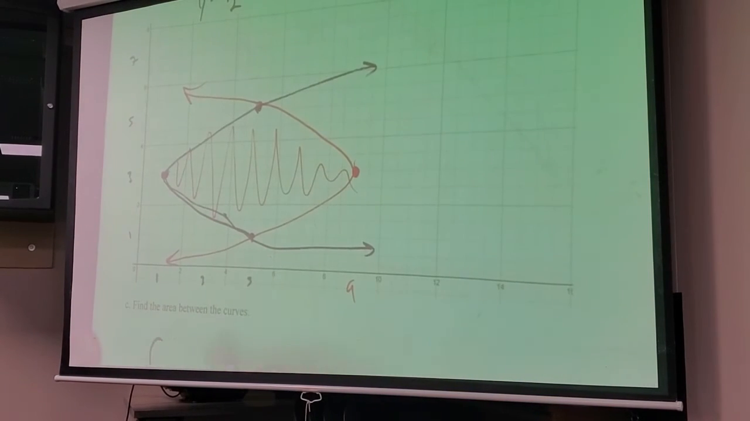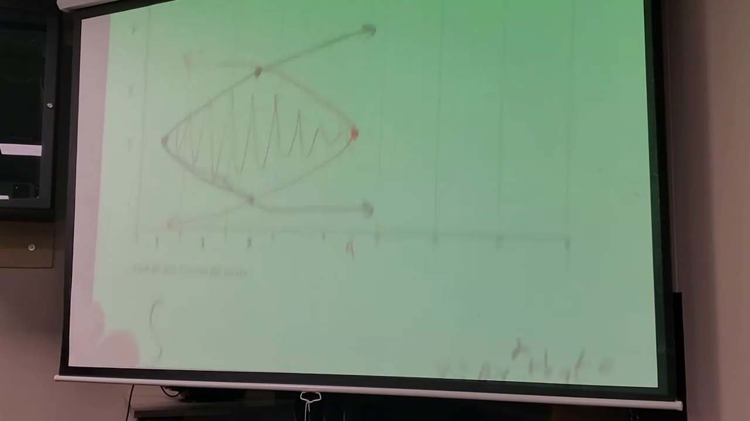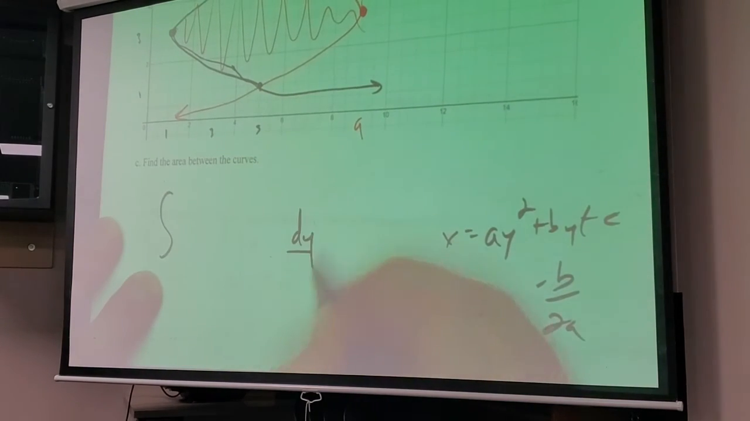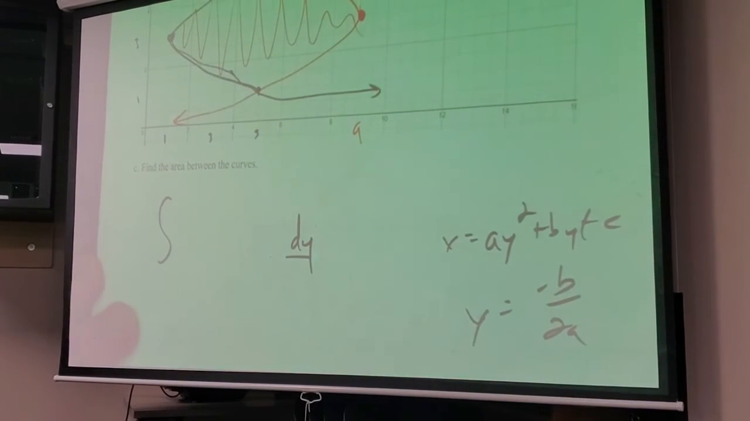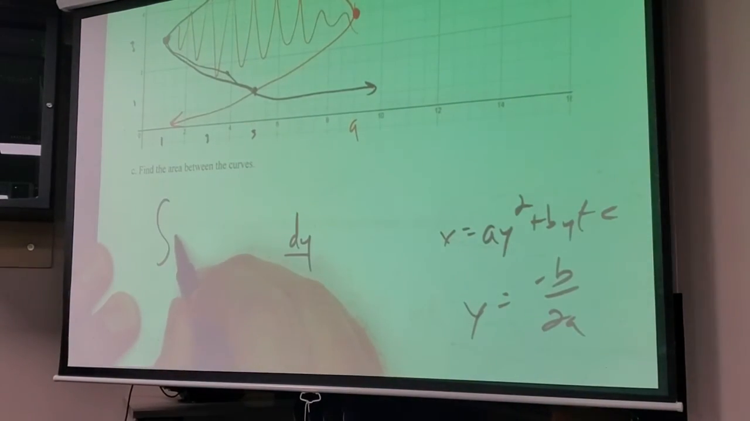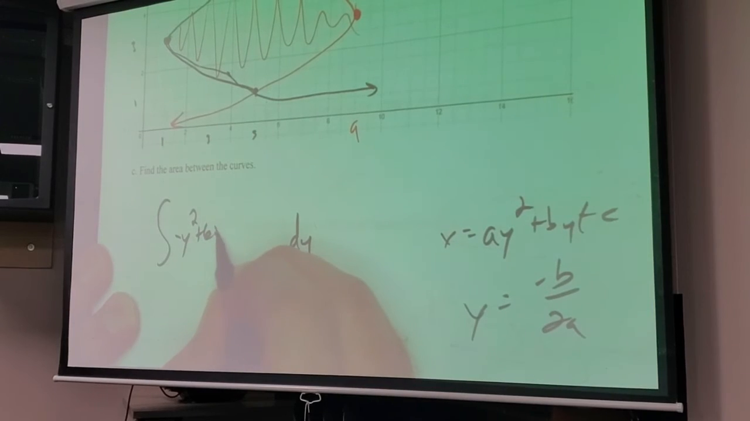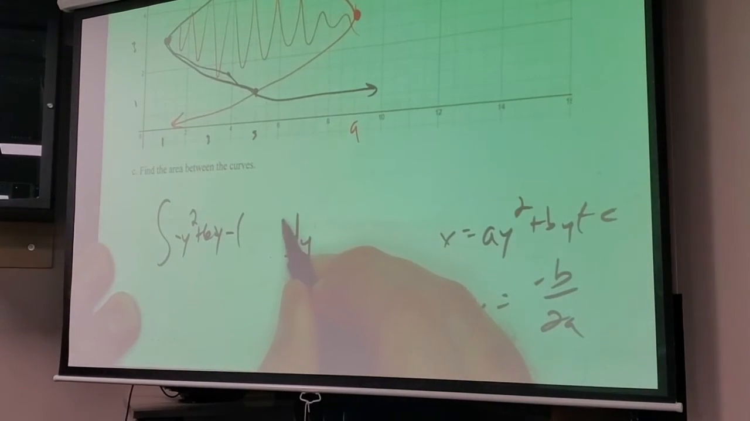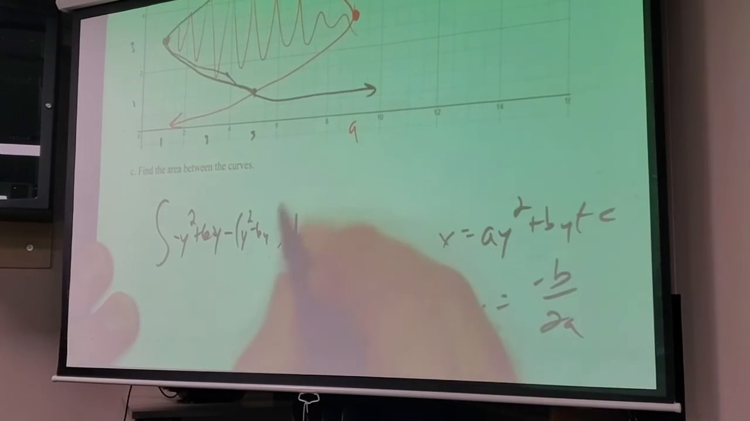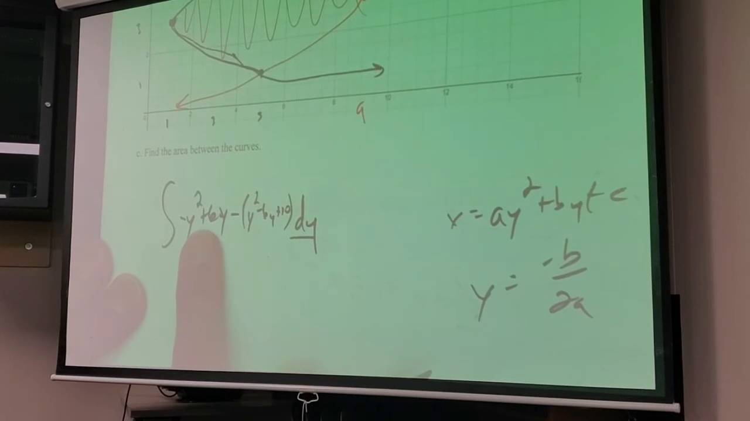How am I going to set up this integral then? What's going to be back here? What's going to be here? D what? dy. I know the red, we're going to worry about the limits in a minute. The red one is first. So that's negative y squared plus 6y minus... So the red one on top minus the black one on the bottom.